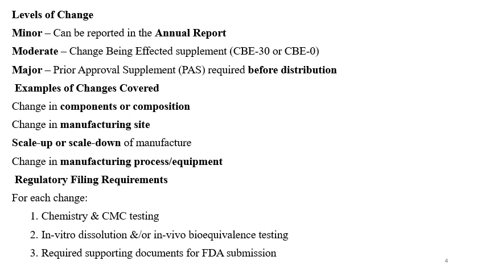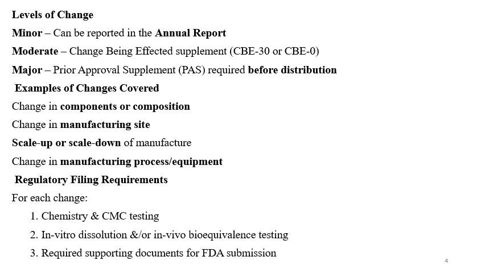If the changes are major, then post changes the impact will be more onto the drug product related to the quality and bioequivalence. That's why the major changes require the PAS filing. PAS means prior approval supplement, required before the distribution. Examples of the changes covered: change in components or composition, change in the manufacturing site, process, scale up or scale down of the manufacture, change in the manufacturing process equipments, regulatory filing requirements.